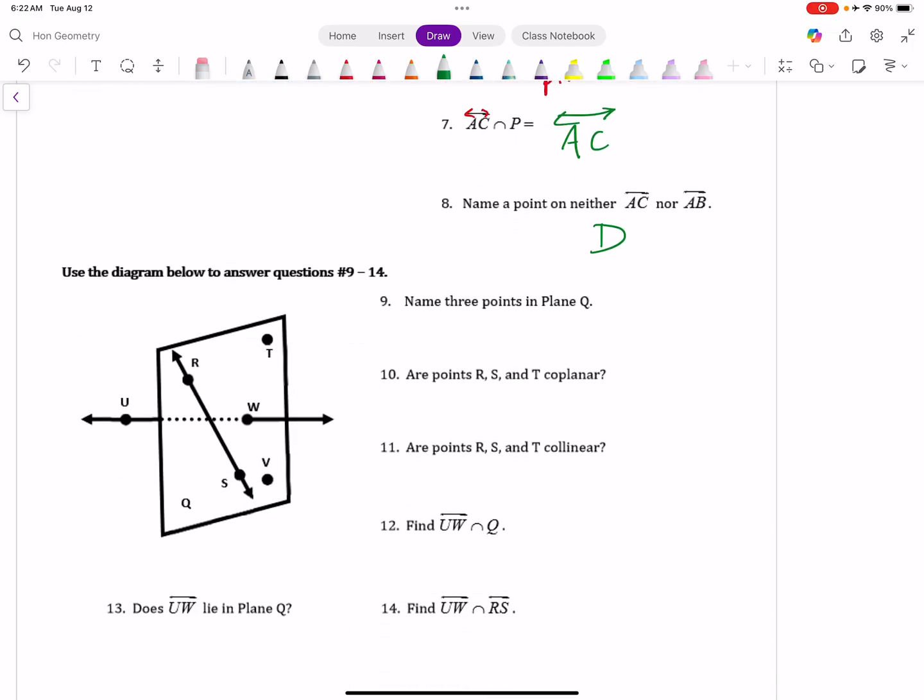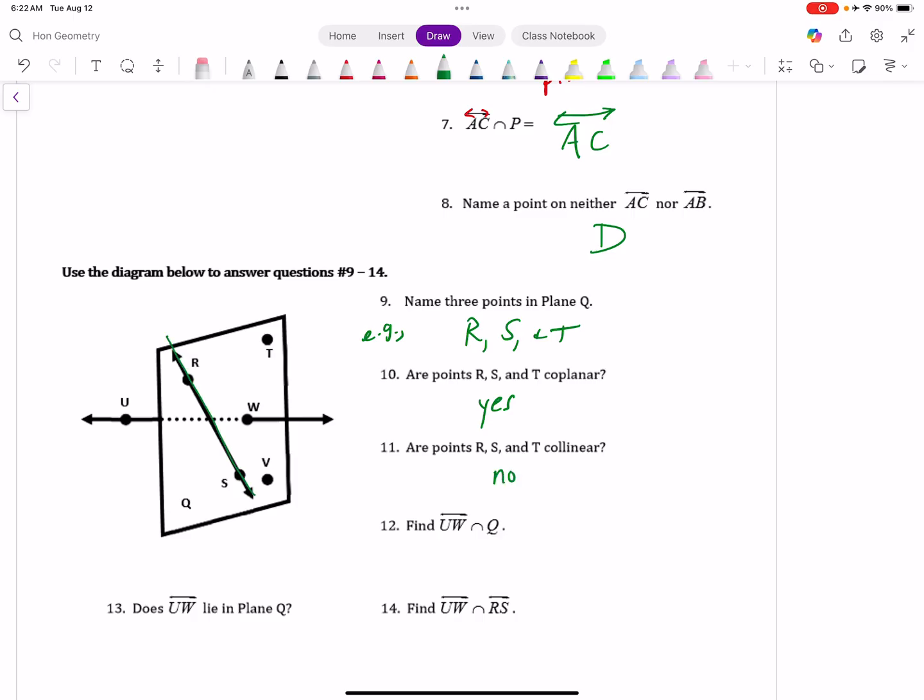Name 3 points in plane Q. Well, we got lots of options. We could do R, S, and T, that would work. You know, R, S, and V, R, S, and W, any of these would be okay. So, for example, are our points R, S, and T coplanar? Don't even have to look at the picture. Any 3 distinct points are coplanar. So, yes, definitely. Are our points R, S, and T collinear? No, T is not on the same line as R and S.